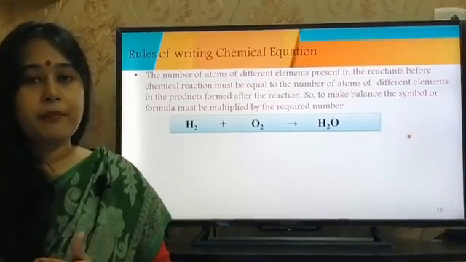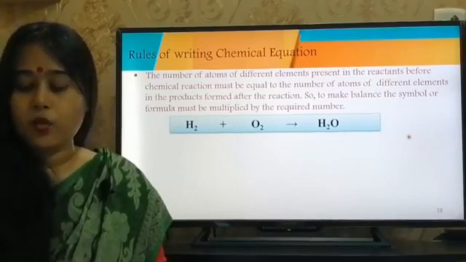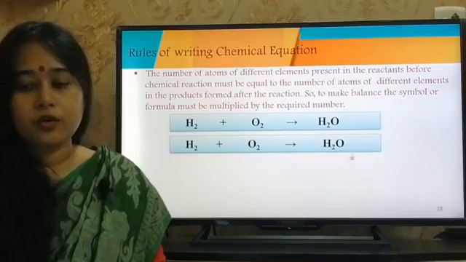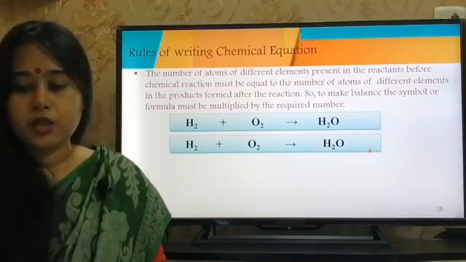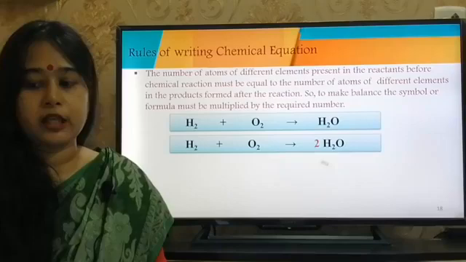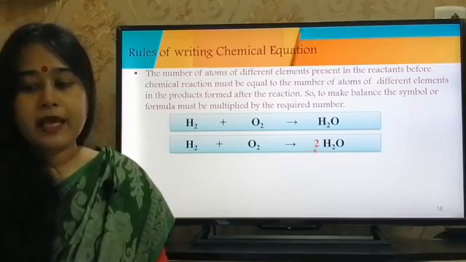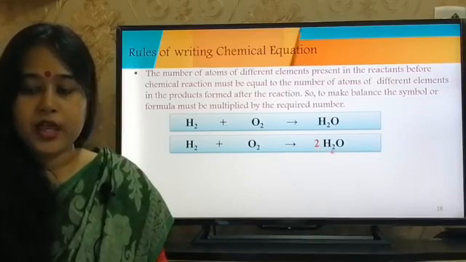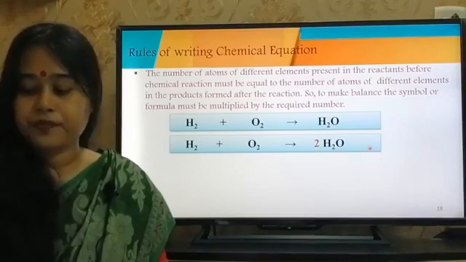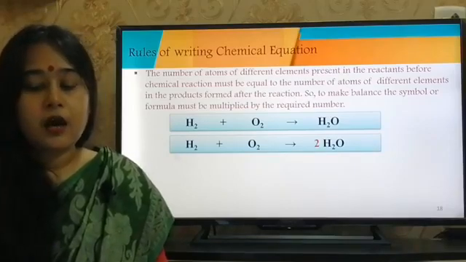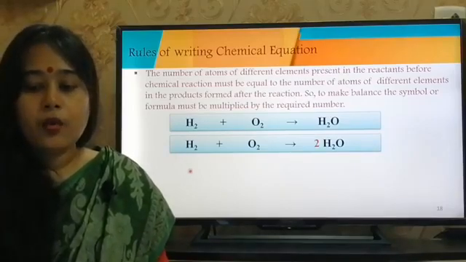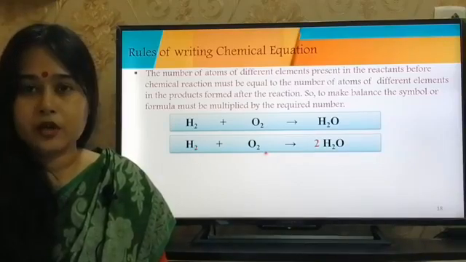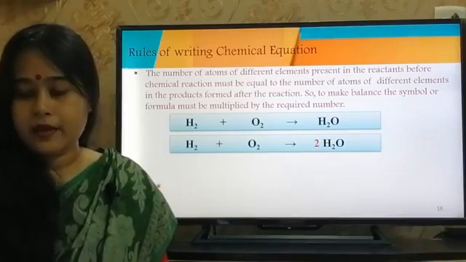So to make this equation balanced, what we can do, we can multiply this one molecule of water by 2. That means we get here 2 molecules of water. Here we have now on the product side 4 hydrogen atoms and 2 oxygen atoms. But if you see on the reactant side, there are two hydrogen atoms and 2 oxygen atoms. They are not balanced either.